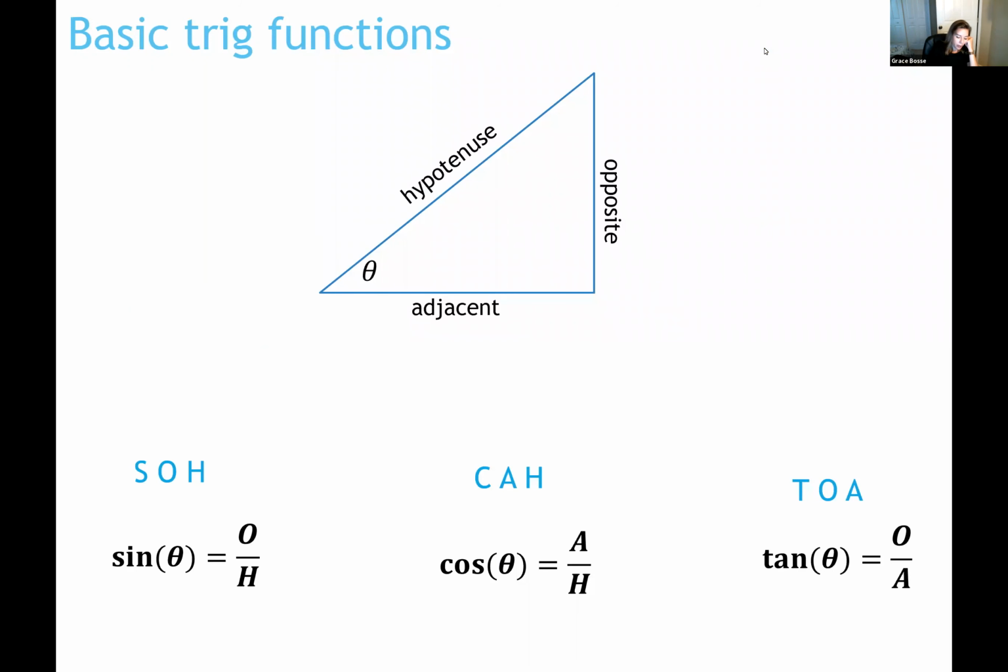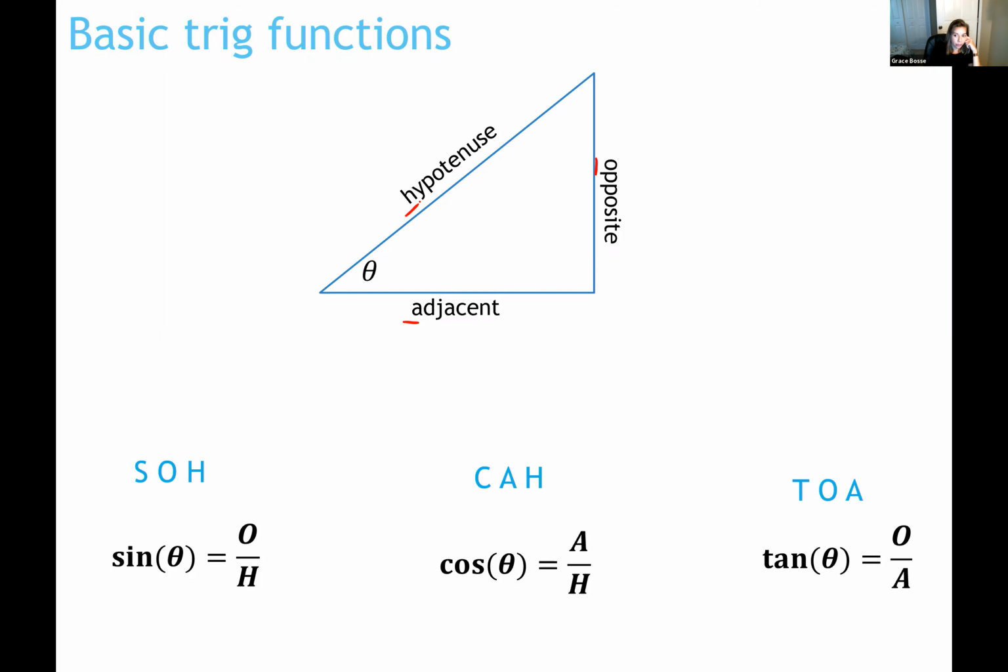So you may remember the phrase SOH CAH TOA. It's a mnemonic device to remember the relationships that define the functions sine, cosine, and tangent. All of these, the O, A, and H, refer to the sides of a right triangle. So O is the opposite side, A is the adjacent, and H is the hypotenuse. And all of these sides are in reference to a particular angle.